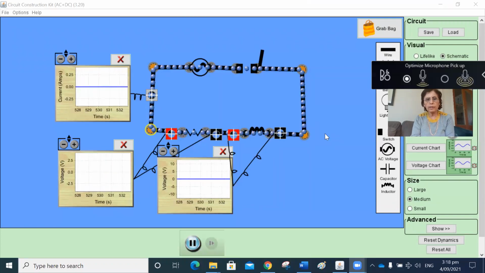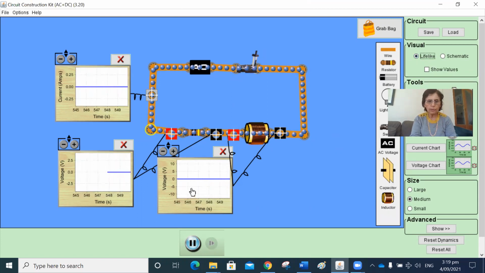Hi, my name is Gupta Khan, and in this video, we're going to look at the phase relationship between voltages and currents in an inductor resistor circuit. We're using the PhET AC kit, so that's an AC battery or AC supply, that's a switch, that's a resistor, and that's an inductor.